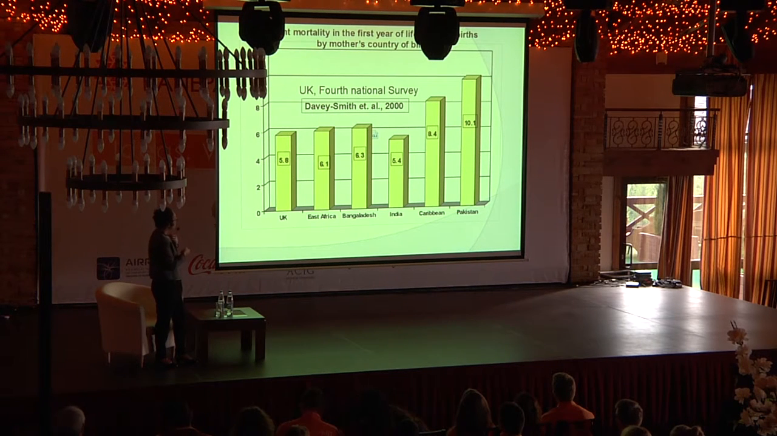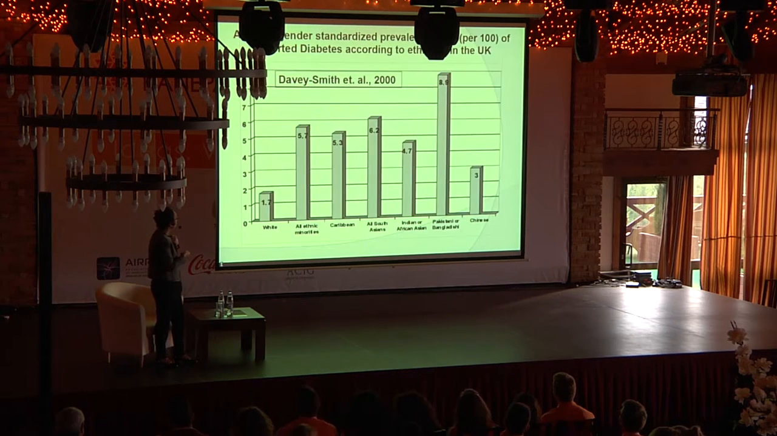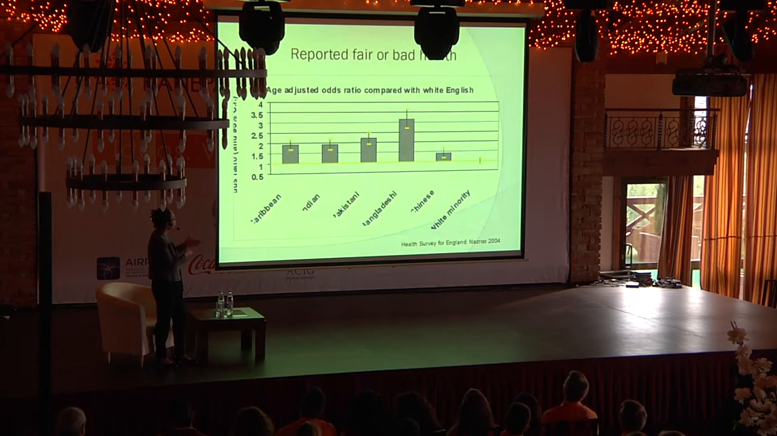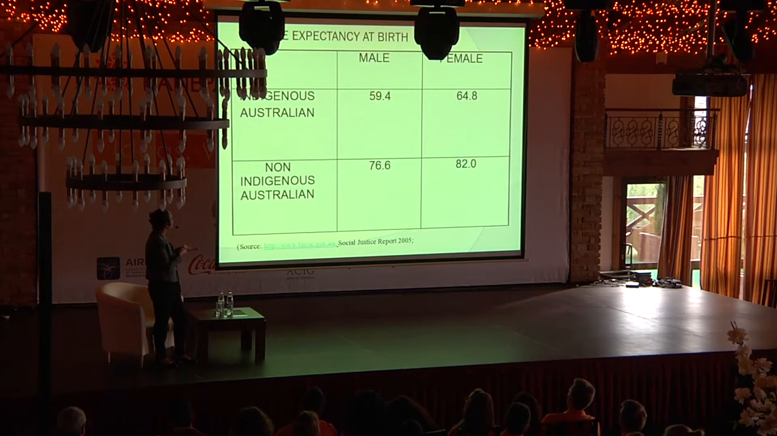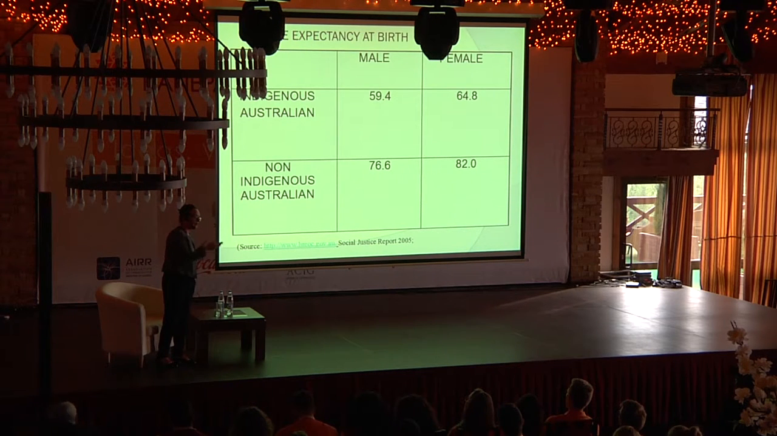And we see this consistently in many countries. This is a slide from the UK. We see that infant mortality, the infant death, is much higher for the different groups compared to those who were born in the UK. And I can continue showing more and more examples. Also for Aboriginal and non-Aboriginal people in Australia, you can see that there is a difference of about 20 years in the life expectancy for these groups.